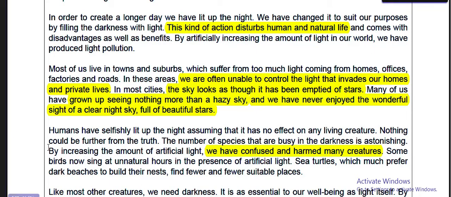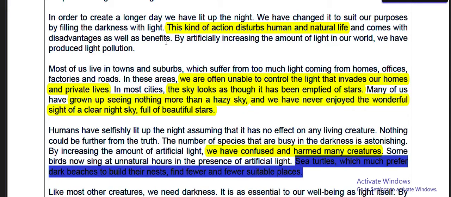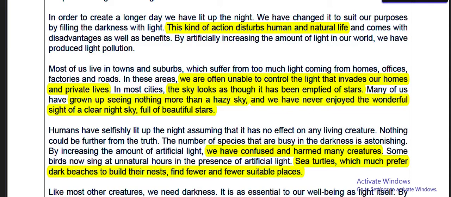Okay, some birds now sing at unnatural hours in the presence of artificial light. Sea turtles, which much prefer dark beaches to build their nests, find fewer suitable places. Okay, that's an example there. This is a striking one, developing the fact that we have confused and harmed many creatures. Let's move on.